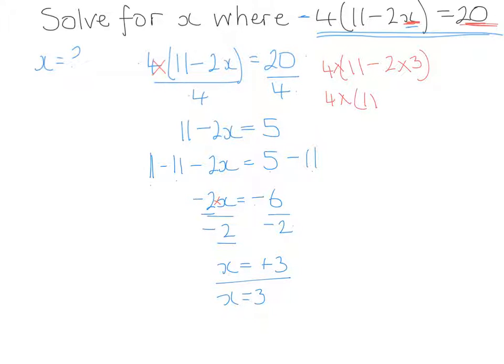11 minus 2 times 3 is 6. Now, 11 take away 6 is 5. 4 times 5 is 20, which makes sense based on what we had. So, see how those two are 20? Well, that must mean x is equal to 3 and is correct.